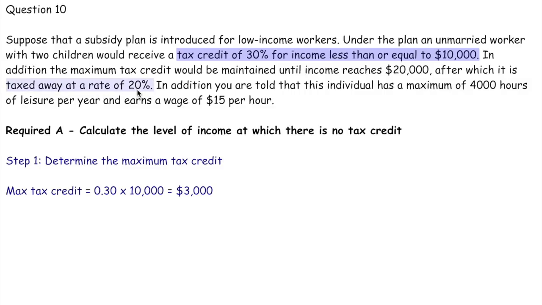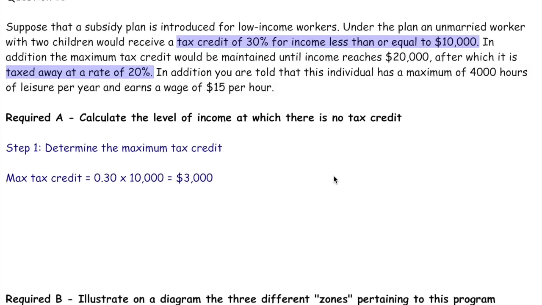What that essentially means is that as this individual earns income beyond $20,000, 20% of that income has to be used to repay the tax credit that was received. So essentially, the government gives you 30% of a tax credit for the first $10,000 of income. It lets you keep that tax credit until your income reaches $20,000. And once you start earning more than $20,000, you now need to take 20% of every extra dollar that you've earned beyond $20,000, and you need to use that to repay this $3,000.